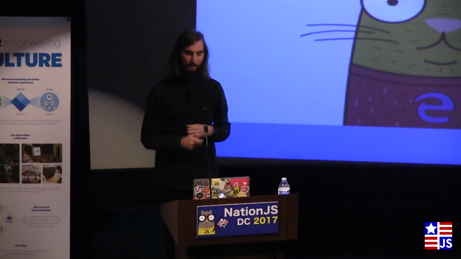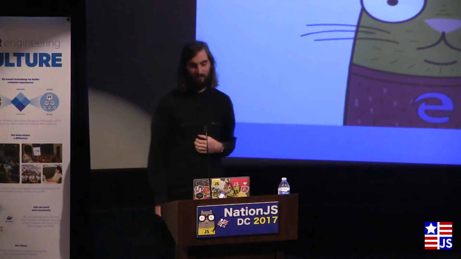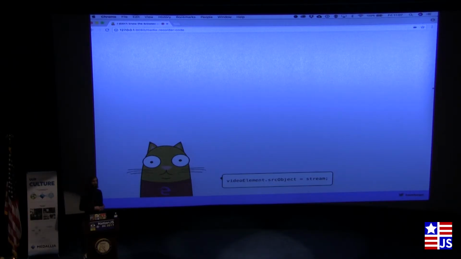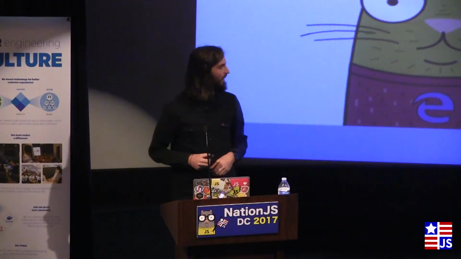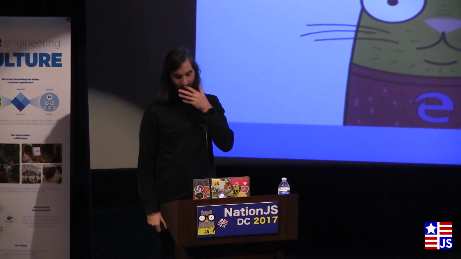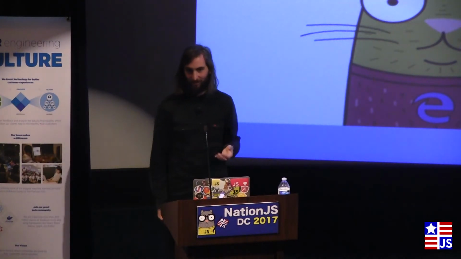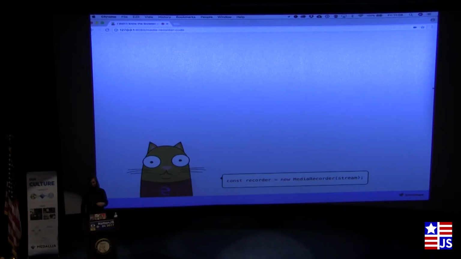Once you've got that stream, you can create a video HTML5 element and just set the srcObject to that stream. That way you can have a preview of what your webcam is looking like, in a mirror or something like this. Next we're going to create a new MediaRecorder instance and pass along that stream as well, so we can actually record what we're seeing through the webcam or hearing through the microphone.